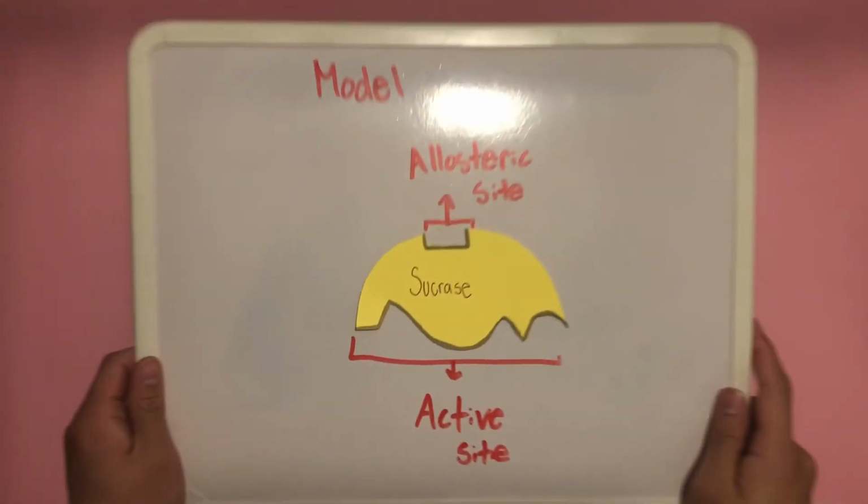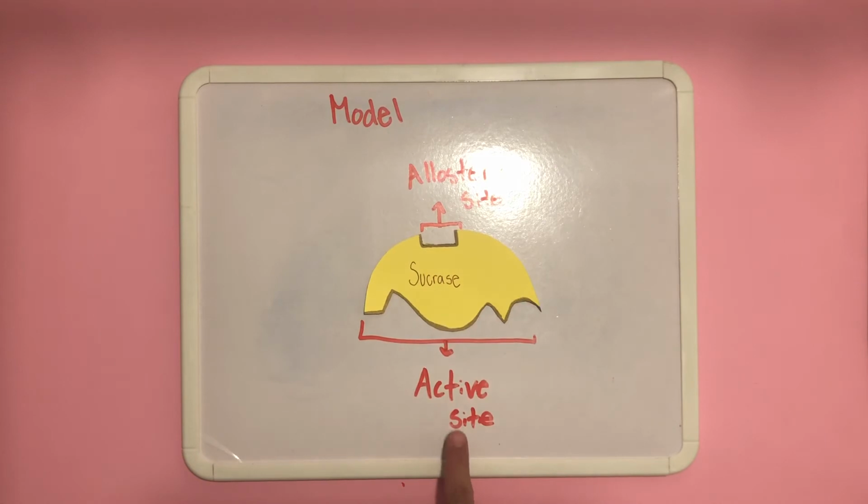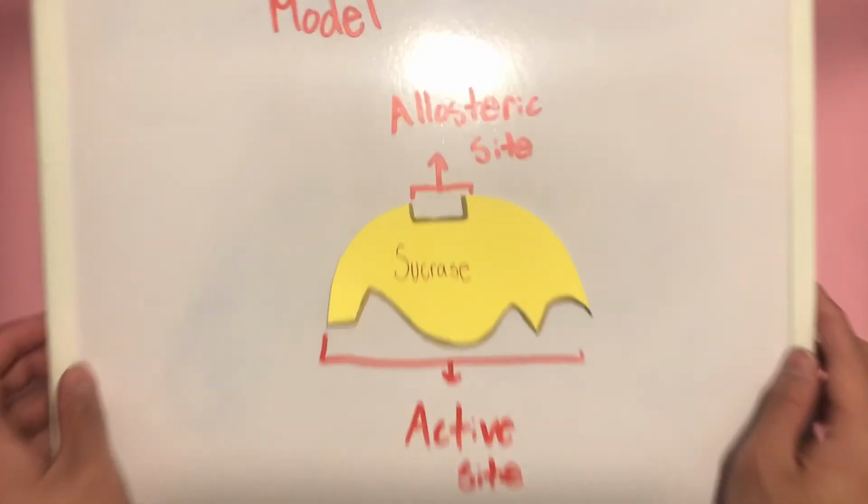Now here is the overview of the enzyme model. The top part over here is the allosteric site. The bottom over here is the activation site. Both of these sites play a specific role.